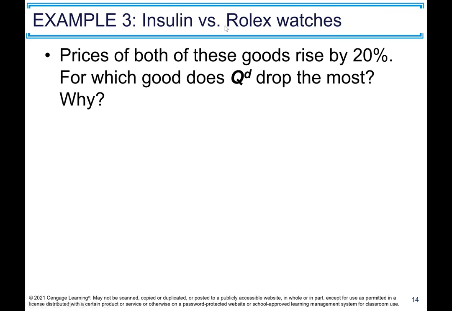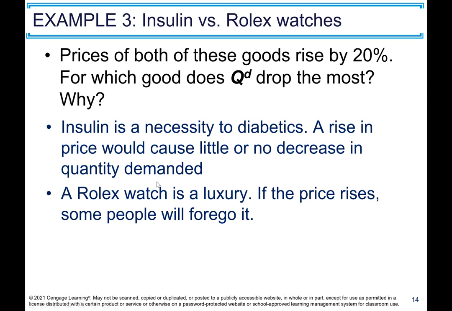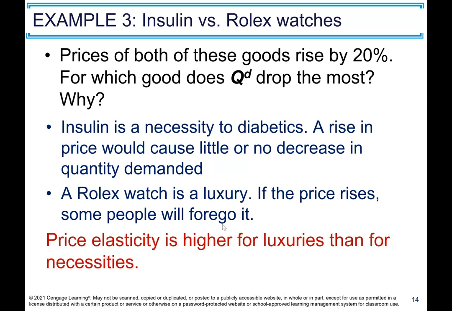Example 3, Insulin versus Rolex watches. Prices of both of these goods rise by 20%. For which good does quantity demanded drop the most, and why? Insulin is a necessity to diabetics. A rise in price would cause little or no decrease in quantity demanded. A Rolex watch is a luxury. If the price rises, some people will forgo it. Therefore, price elasticity is higher for luxuries than for necessities.